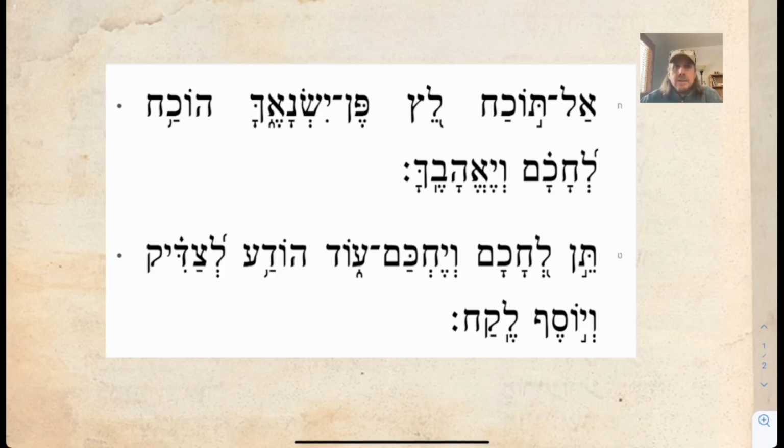Rather, it says, reprove a wise person. Hochach lechacham. And then it says, v'yeh ehavecha. Ehav, you see in here, is the opposite of hatred. Aleph, hey, bet. That's our root for love. So, al tochach leitz, pen yisna'echa. Hochach lechacham, v'yeh ehavecha. And he will love you.